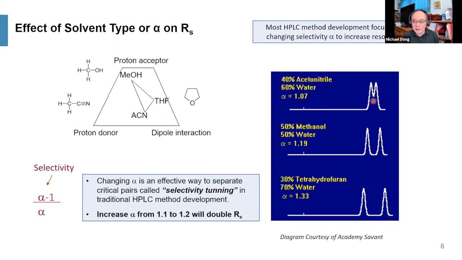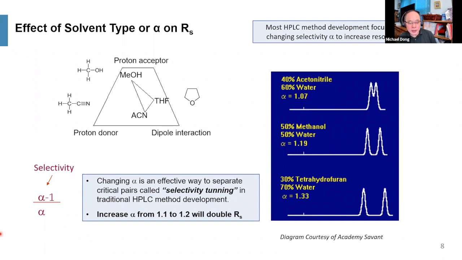So this is not ideal. This is not good. I can go to methanol. I have to use more methanol because methanol is weaker. And the alpha is much better, it's 1.2, right? You can see that with a little bit of change in alpha from 1.07 to 1.19, you can achieve quite a bit of increase in resolution, right? Why is it so?